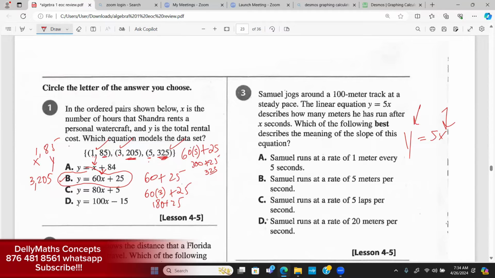All right. So then you can see here that this person is actually doing 5 meters per second. Right? He's doing 5 meters per second right there. And so for every second, you multiply by 5. So I'm looking for that. Sam runs at a rate of 5 meters. I'll take B for the answer. It's 5 meters for every single second. That's what it really means, B.